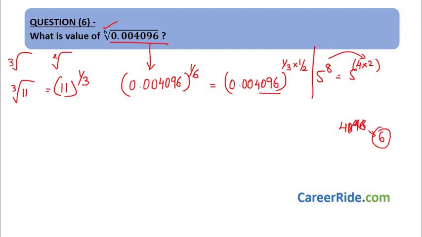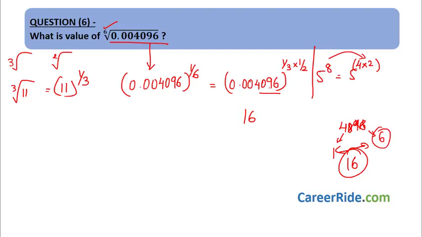Neglect the last 3 digits, since it is a cube root. Consider 4. The perfect cube which is less than 4 is nothing but the cube of 1, right? So 1 would be the answer. So the answer would be 16. So this is nothing but the cube of 16.